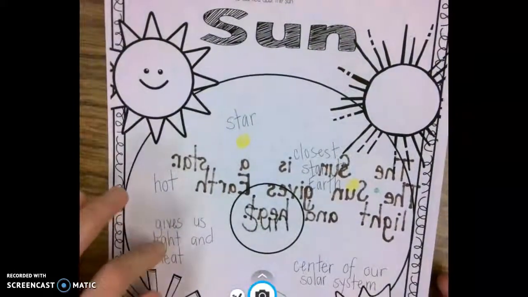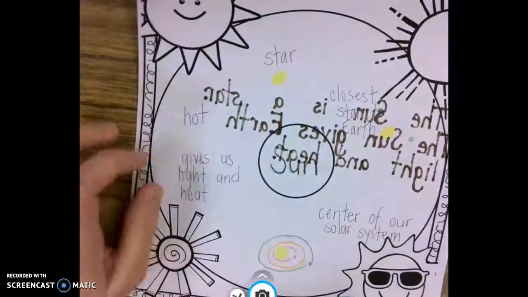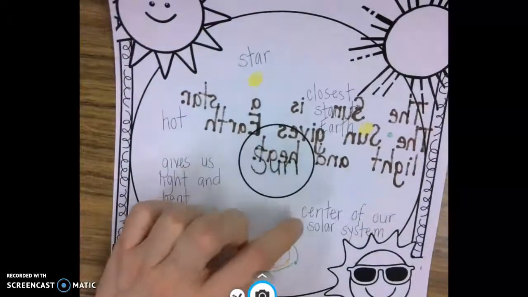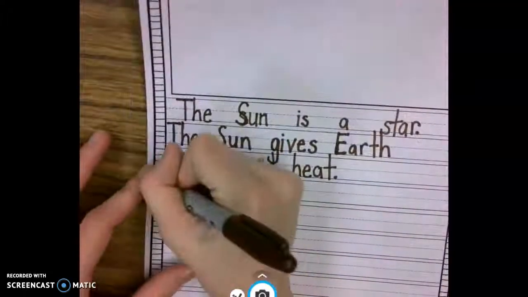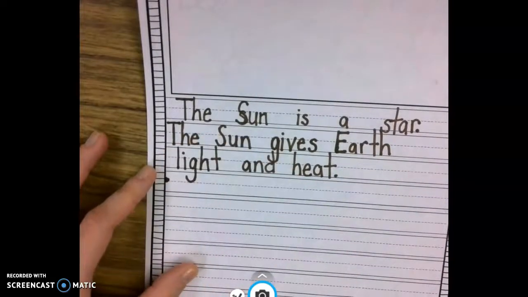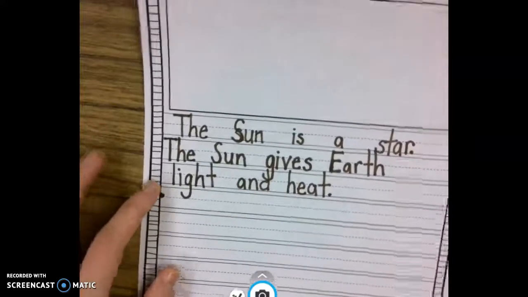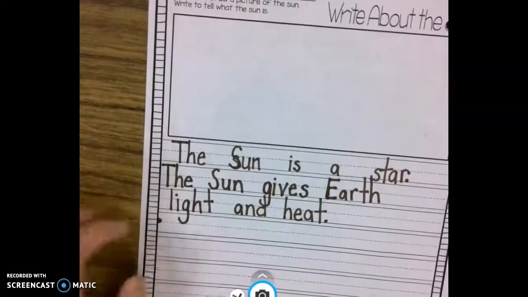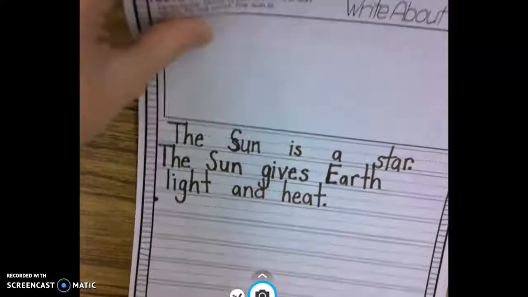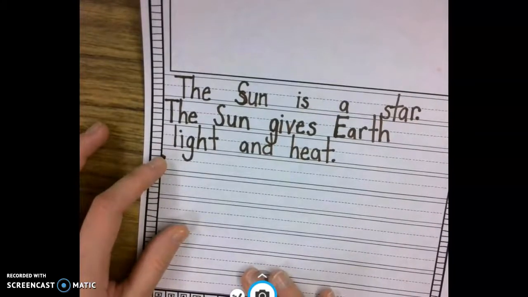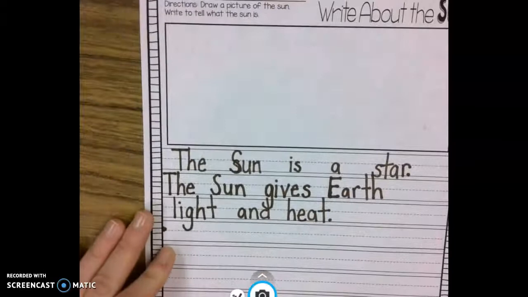Okay, let's look at my facts. I use this one and I use this one. You could say the sun is hot. It's the closest star to earth. It's the center of our solar system. So I would like you on your paper to write one more fact for me. I would like a full sentence. So if you just write hot, I need a sentence. You would say the sun is hot. You would say the sun is the center of our solar system. And then go ahead and draw a picture.